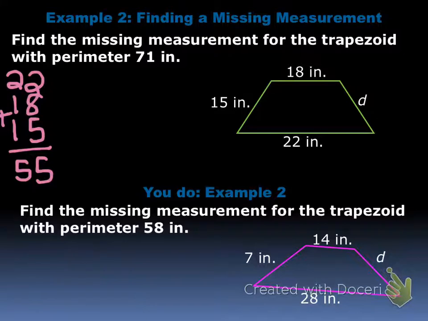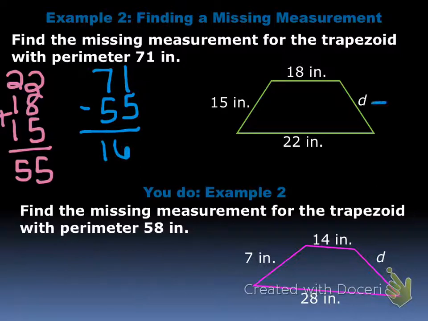Now, to find out what that missing side is, what we're going to do is take that 71, which is the total perimeter, and subtract what we already know. And what we're left with, in this case, is 16, the length of D. So D is 16 inches. Now try the next problem on your own.